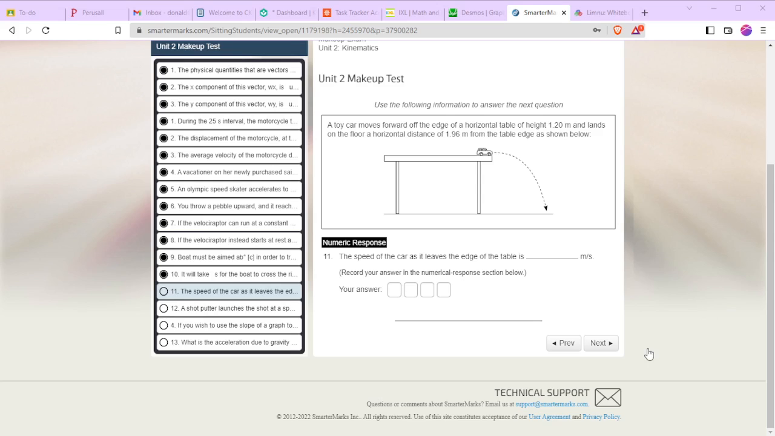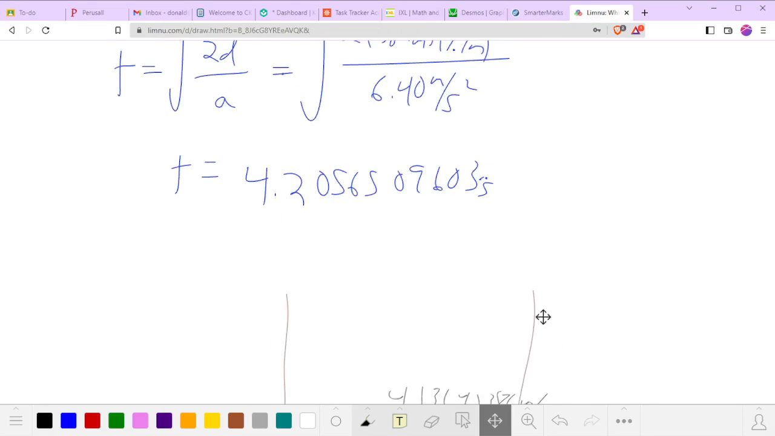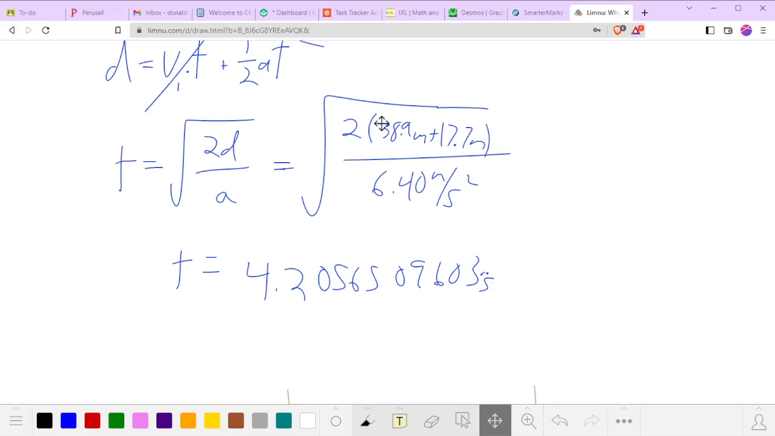All right. So we know the height. We're going to have to use the height to figure out how long it takes this car to fall. So we have our 1.2 meters. That's the height of the table. That's equal to 1/2 AT squared. The time is the square root of 2 times 1.2 divided by 9.81. So it is identical algebra to this problem. We are just changing the numbers.